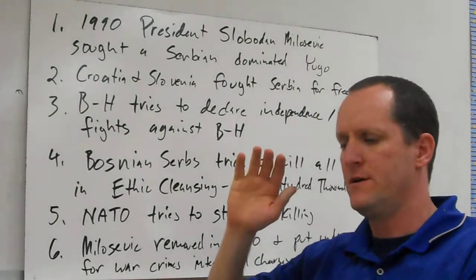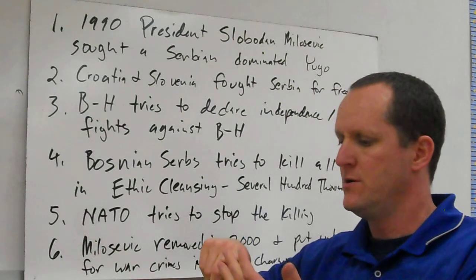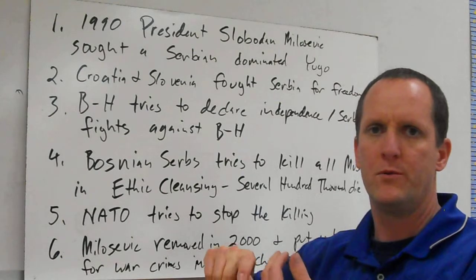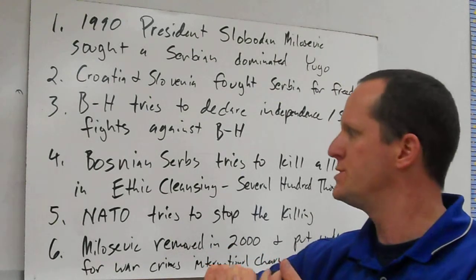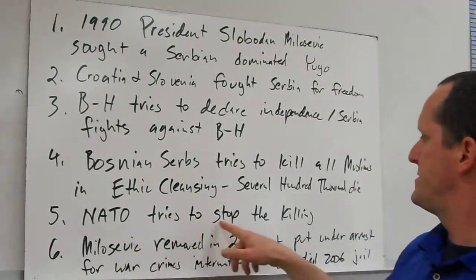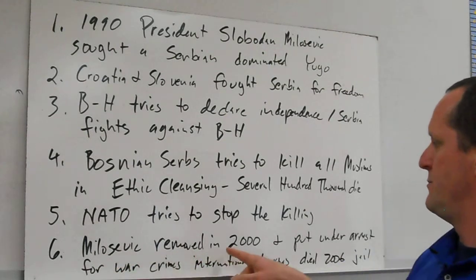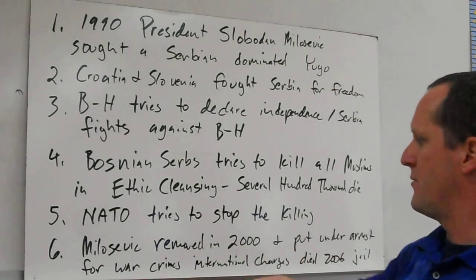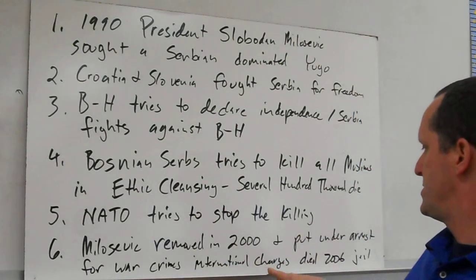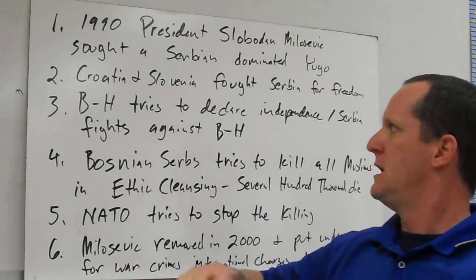We have the genocide that took place in the Holocaust. We had some genocide take place in Cambodia with Pol Pot and the Khmer Rouge. This ranks right up there with them. NATO tried to stop the killings. Eventually, Milosevic was removed in 2000 and put under arrest for war crimes from international charges, but he died in jail before they could convict him in 2006.